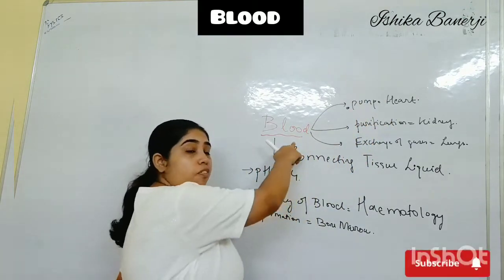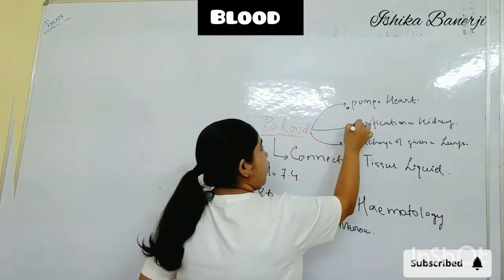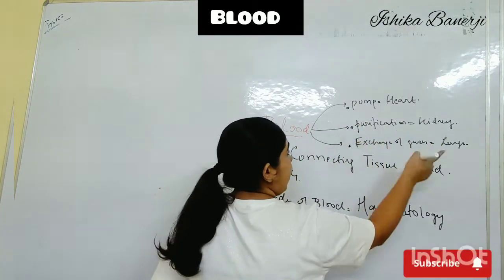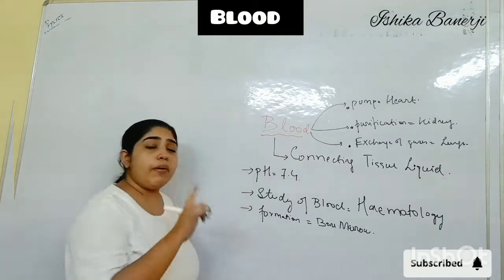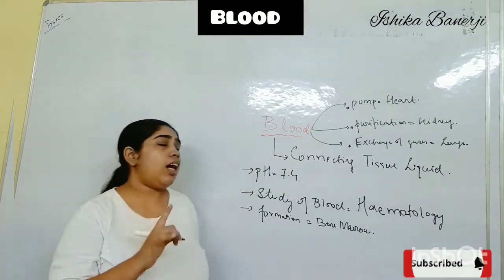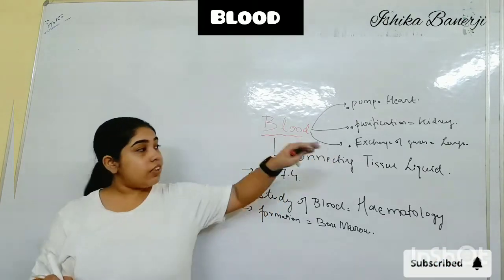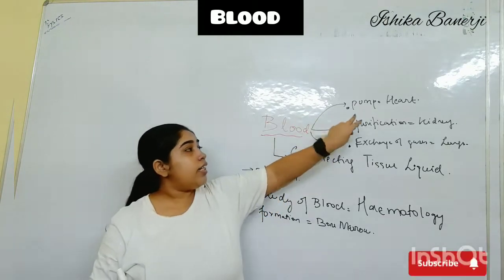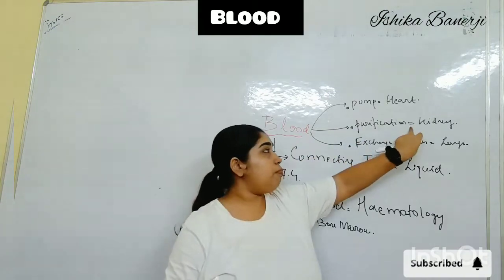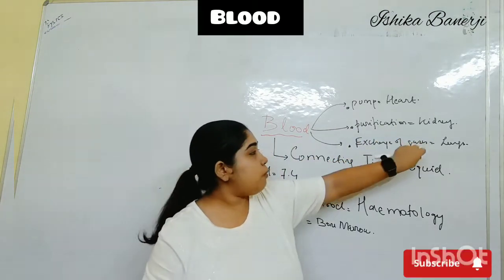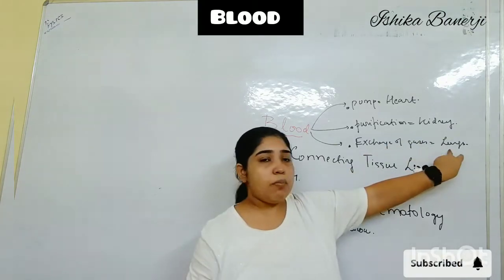In the chapter of heart, I will explain this. Purification will take place in the kidney and the exchange of gases will take place in the lungs. I will be making a separate video about heart, kidney and lungs, not more than 20 minutes, so that it becomes easier for you to know. Very important: purification of blood in the kidney is a process called ultrafiltration. I am teaching you this in the chapter of kidney. And exchange of gases will take place in the lungs.